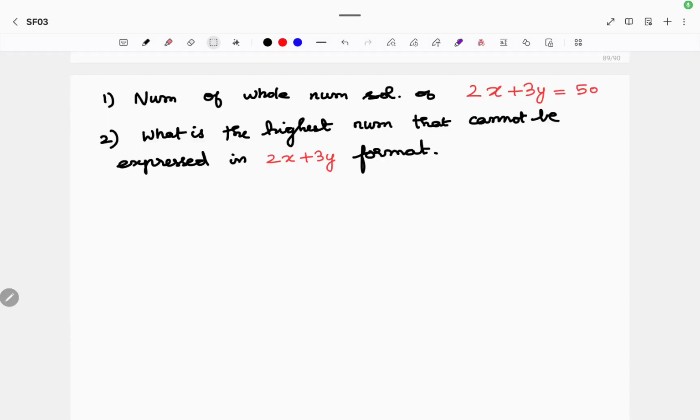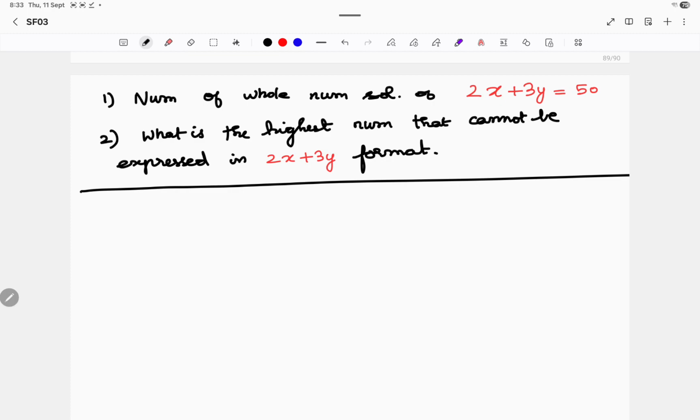In this video, we are going to look at two different kinds of problems. One is what is the number of whole number solutions of an equation like 2x plus 3y equals 50. That is the first thing that we are going to solve, and if they modify this number, how can we solve it? And if they modify this 2 and 3 into a different number, how are we going to solve it? Second thing we are going to learn is what is the highest number that cannot be expressed in 2x plus 3y format. So these are the two concepts that we are going to learn in this video.